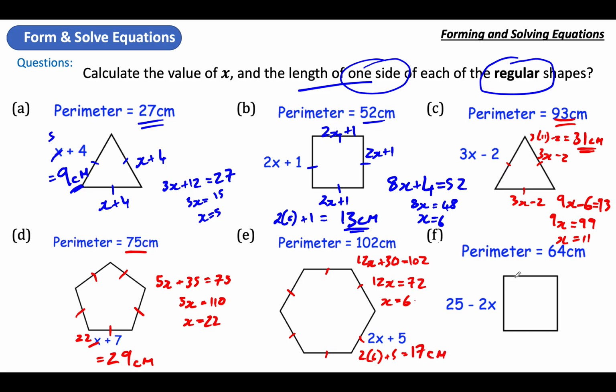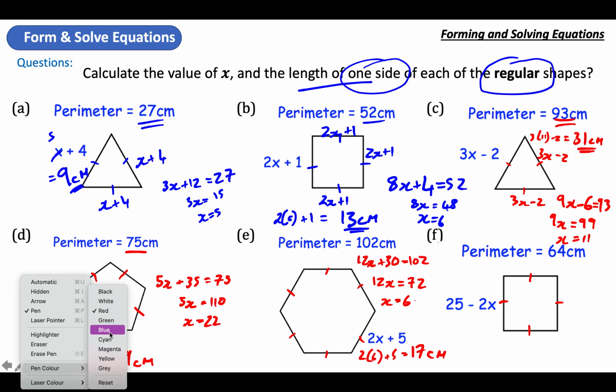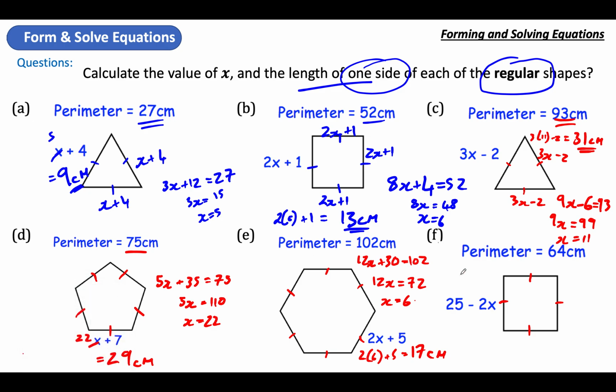Now this last one is a bit weirder because there's a minus 2x. But all 4 sides are the same. So let's go for another colour, just make it clearer. Black, I think. 4 sides, all of which are like this. Well, 4 lots of 25 is 100. 4 lots of minus 2 is minus 8. And we're told that that equals 64. So there is my equation.